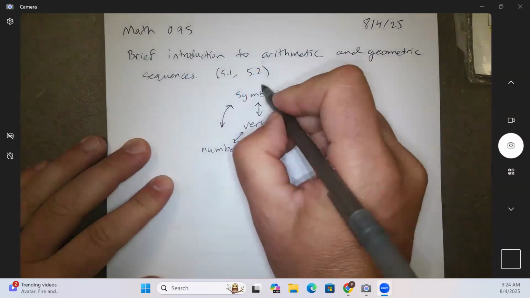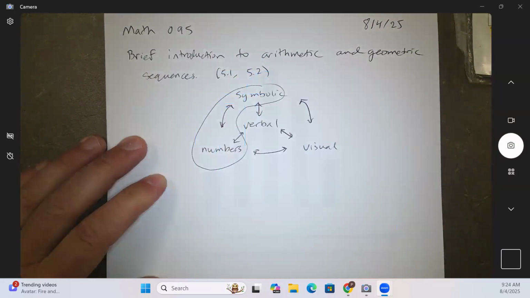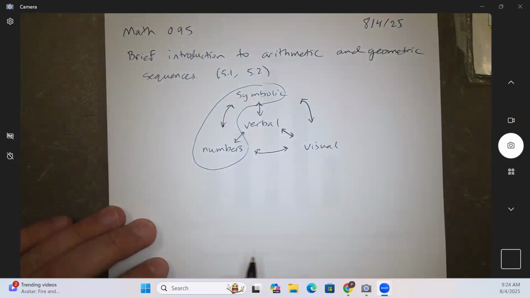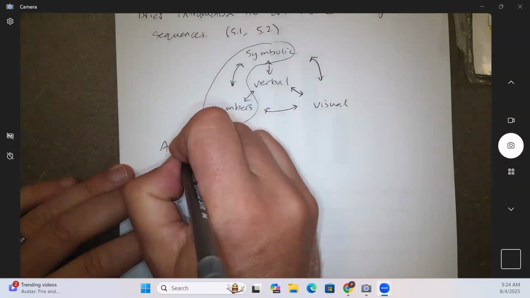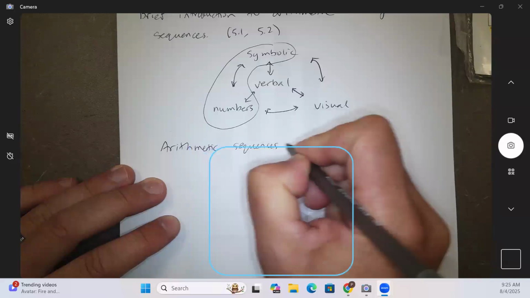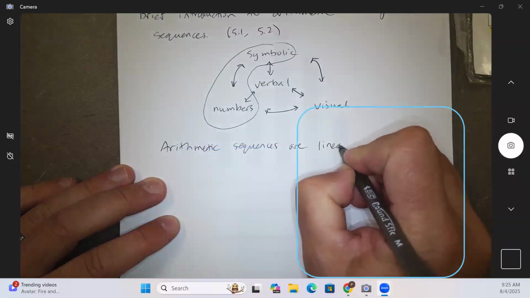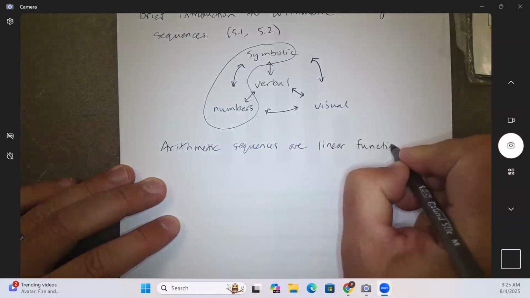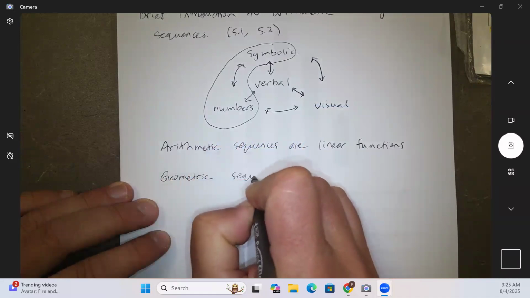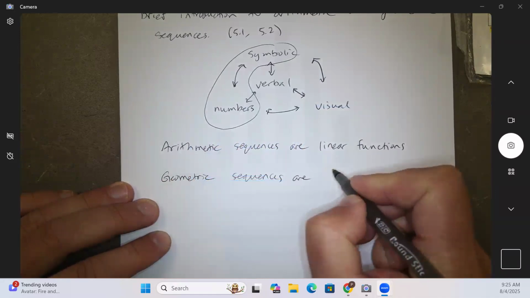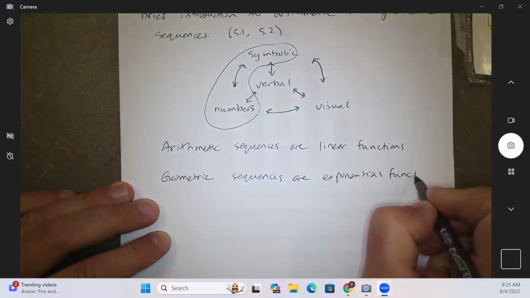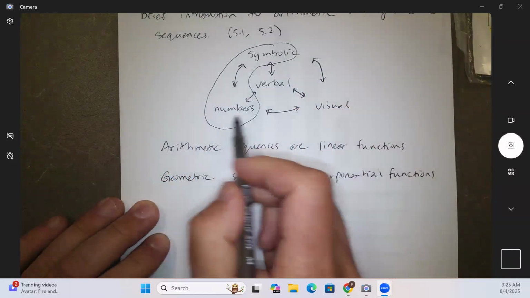And arithmetic and geometric sequences are basically a way to relate symbolic and numeric representations of two different types of functions. Arithmetic sequences are linear functions, and geometric sequences are exponential functions in numeric form using numbers.